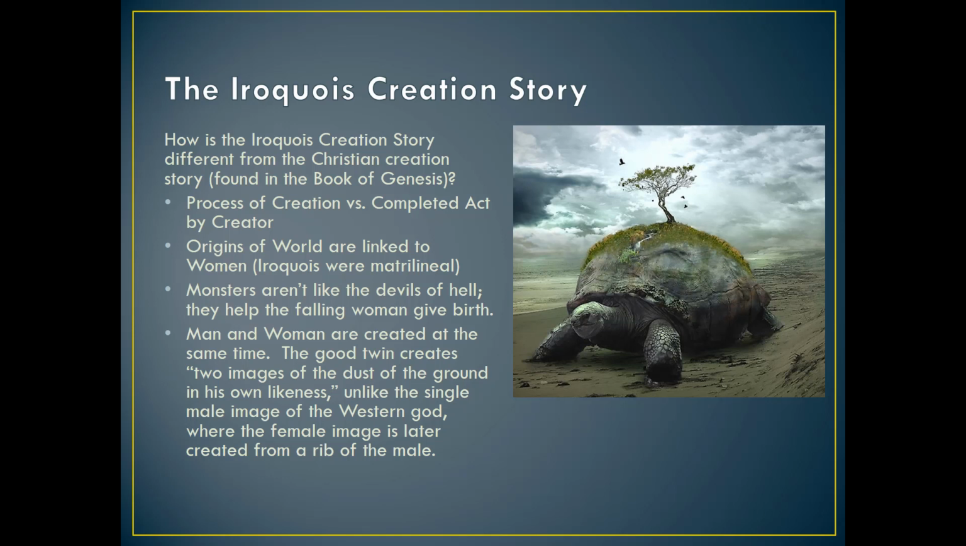In this story, the origins of the world are linked to women. And it's important to note that the Iroquois were matrilineal. That means that the lineage was passed on through the female side of the family. The monsters in this story aren't like the devils of hell, right? They help the fallen woman give birth. Man and woman are created at the same time. The good twin creates 2 images of the dust of the ground in his own likeness, unlike the single male image of the Western god, where the female image is later created from a rib of the male.